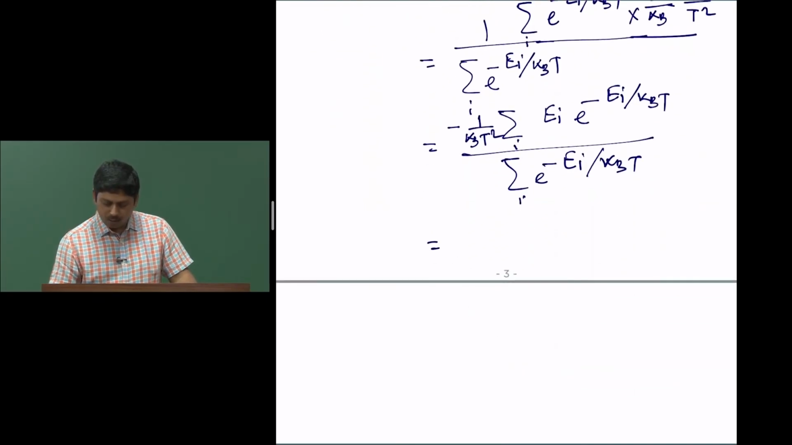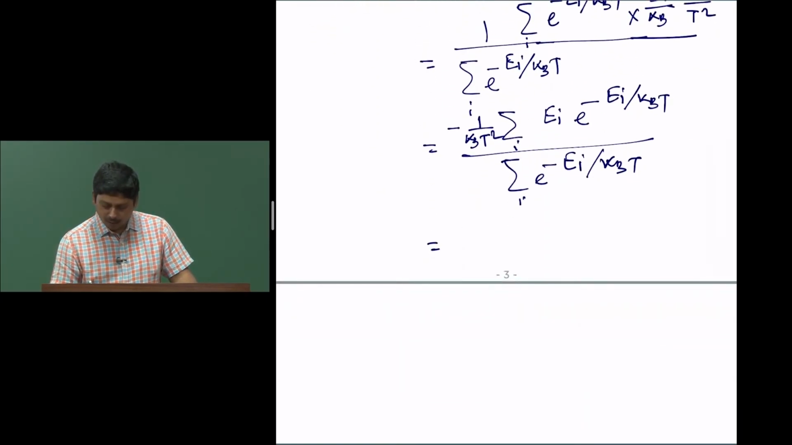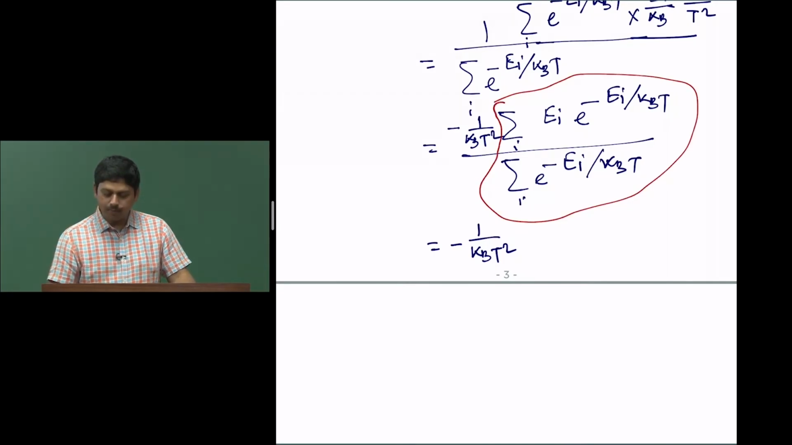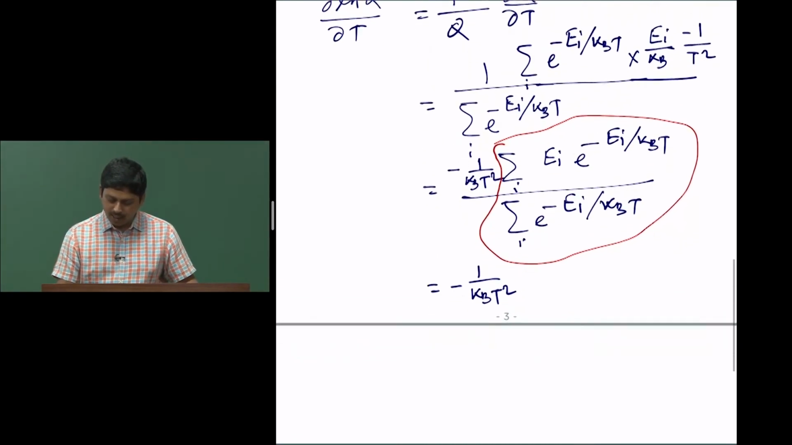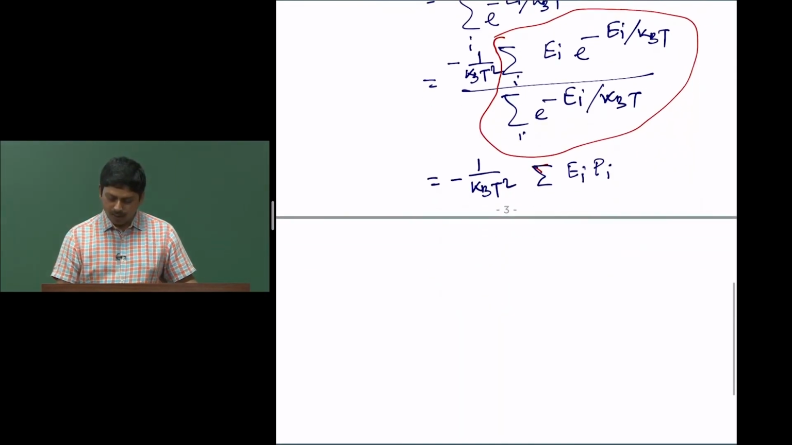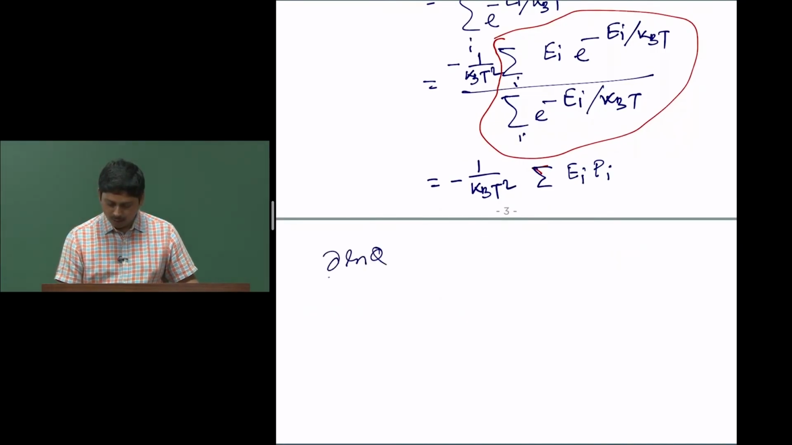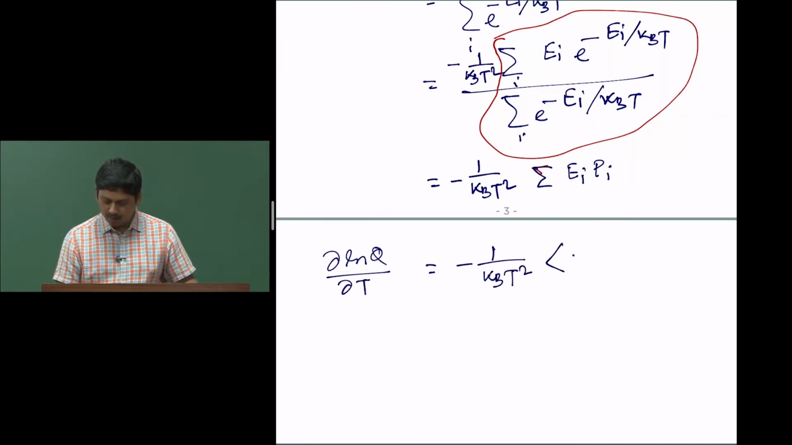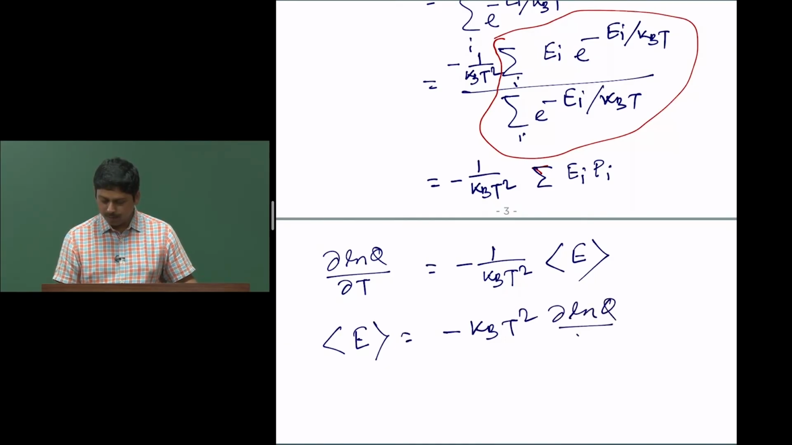So, once that happens, what I am doing now is del ln q by del T. Minus 1 by k_B T square, on the right hand side all this particular quantity will resemble, as you can see, exactly E_i P_i, which means my del ln q by del T is nothing but 1 by k_B T square times the average energy. So, average energy therefore is minus k_B T square del ln q by del T.